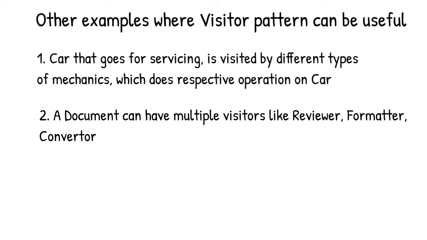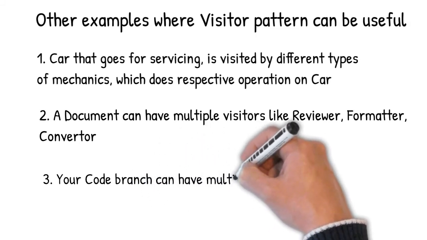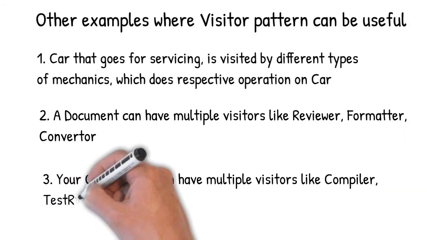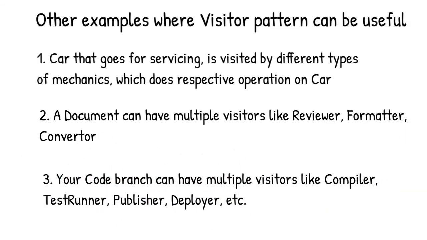And the third example is where your code branch can be visited by different visitors like compiler who compiles the branch, test runner who runs the test on top of the branch, publisher who actually publishes deployment package, and finally the deployer who actually deploys the package.